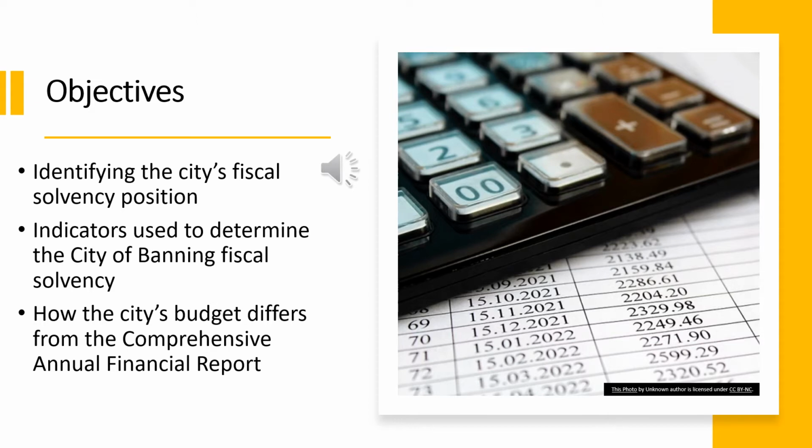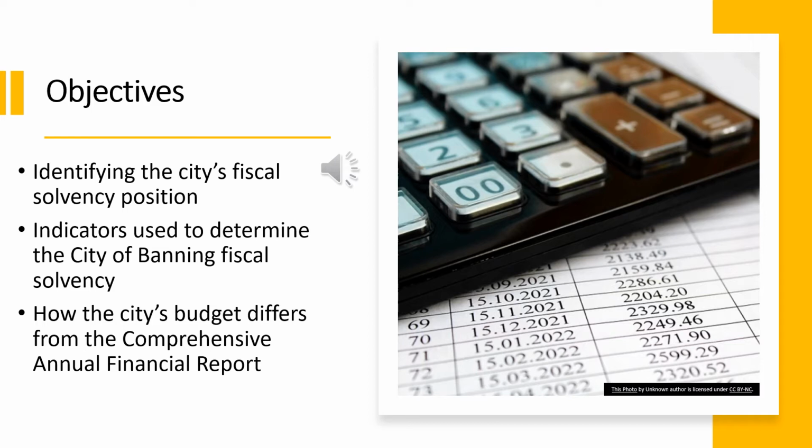Hello, class. For the past few weeks, we have been doing more or less a budgetary analysis of different government entities. My focus has been on the City of Banning, which is located right here in Riverside County, California. This week, I will focus on an analysis of Banning's Comprehensive Annual Financial Report, shortened as CAFR.